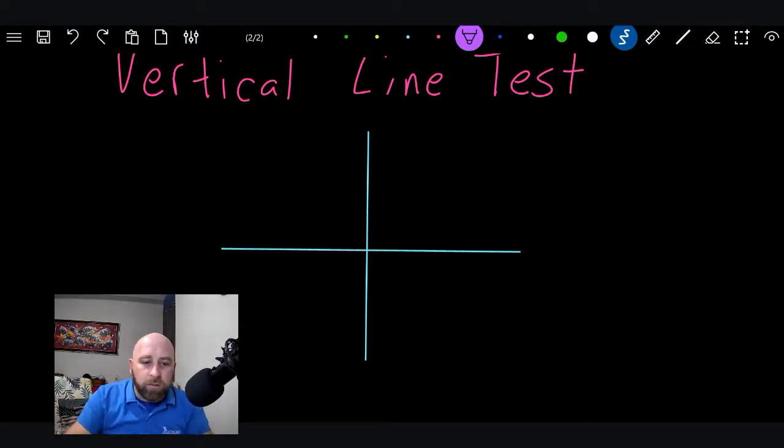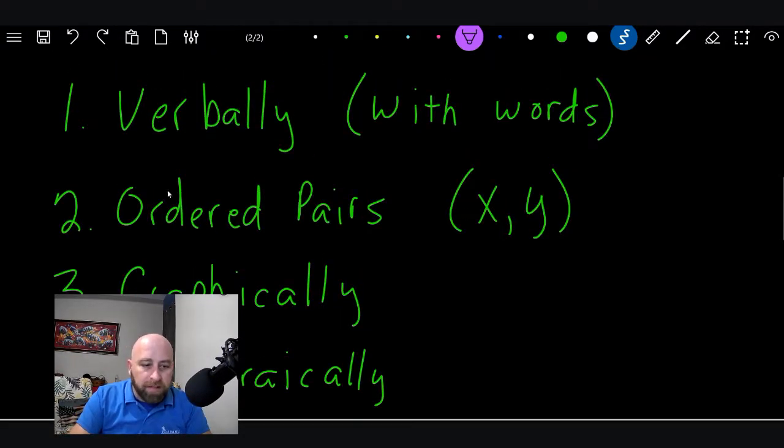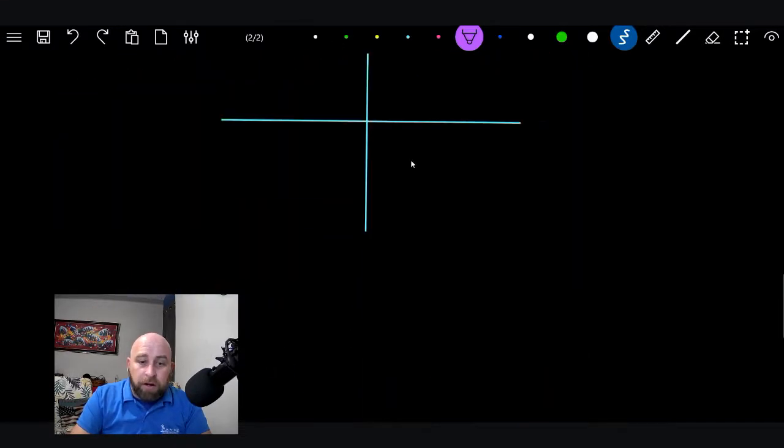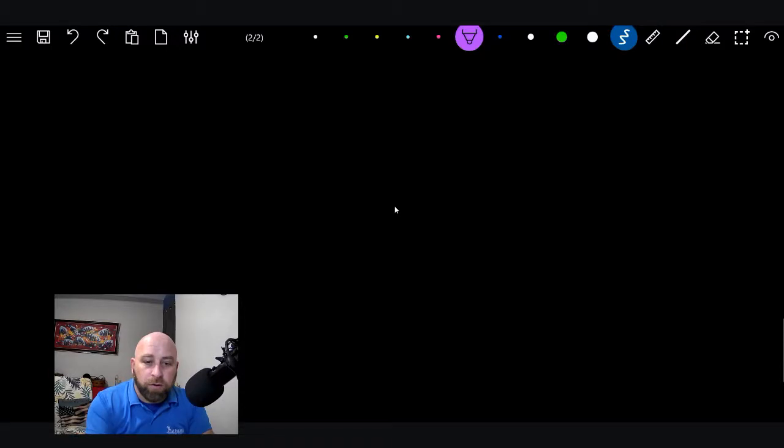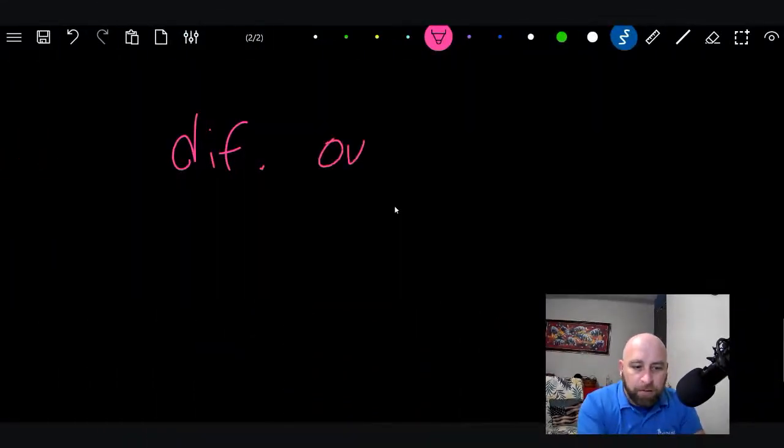The last one is ordered pairs. I said I was going to go backwards on this. Ordered pairs. All right, so here's the trick with ordered pairs. If you get different outputs, and I'll abbreviate outputs. What's the output? Do you remember? Okay, I showed you in the last video. The output is the y.